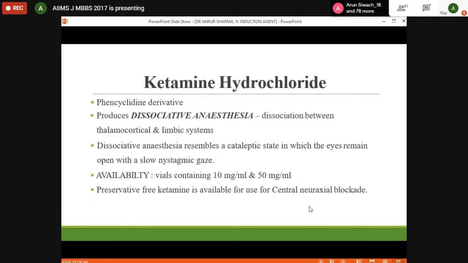It is available in vials which contain 10 mg per ml or 50 mg per ml concentration. It can also be used in spinal or epidural for central neuraxial block, but it should be preservative-free ketamine for using this.